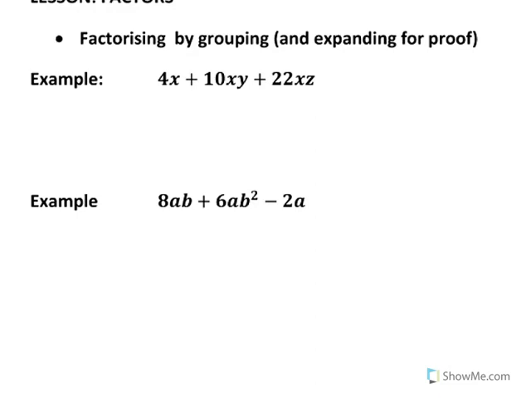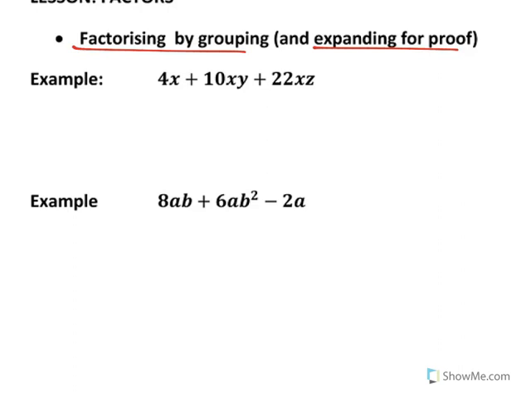Let us look at the first part, which is factorizing by grouping, as well as what we mean by expanding for proof. If you look at the following problem, it says factorizing by grouping. Let us try to look at this problem. Now, factorizing means grouping things that are similar.